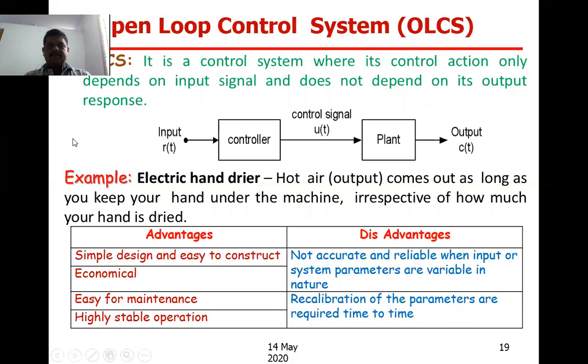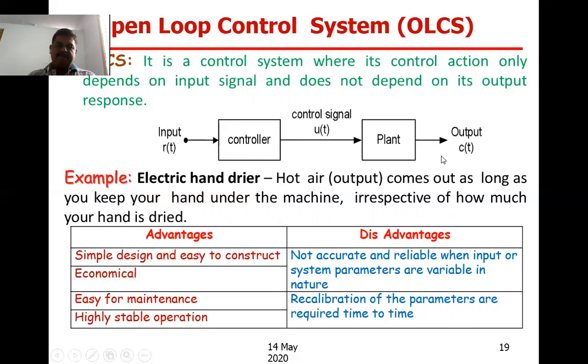It is a control system where the control action only depends on the input signal and does not depend on the output response. You will see that R of t is my input, which is given to a controller. The controller output is a control signal, U of t, which is given to a plant, the system. You get the output C of t. So open loop control means the control action only depends upon the input signal, not upon the output signal.